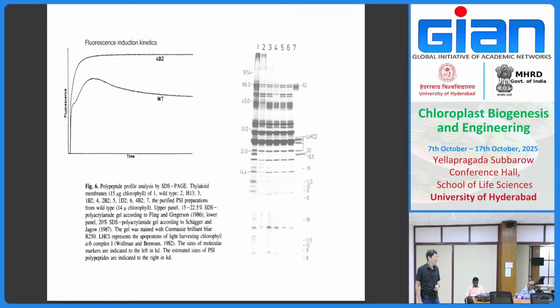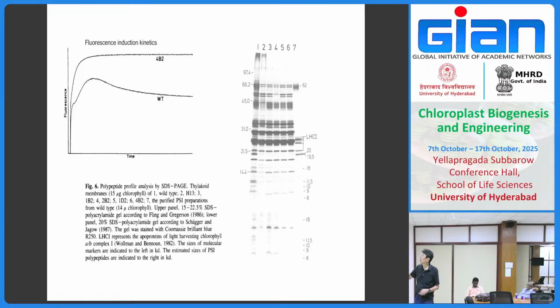Then we expect the PS1 protein is absent or present, but not functional or non-functional. So we just simply analyze the protein polypeptide of thylakoid membrane. We isolate thylakoid membrane and analyze the polypeptide pattern. This is wild type. PS1 reaction center is around here, and some proteins are PS1.